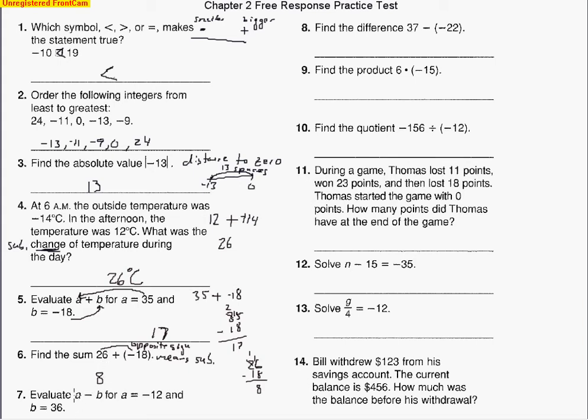Next one here, evaluate once more. This time we're going to put negative 12 in for an A. So it's going to be negative 12. And we're going to put 36 in place of this B. So minus 36. Well, again, we'll just add the opposite here.